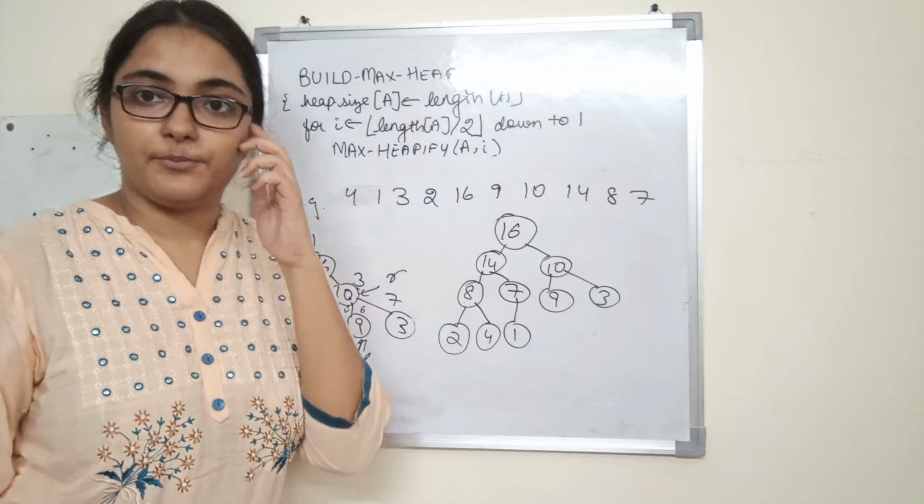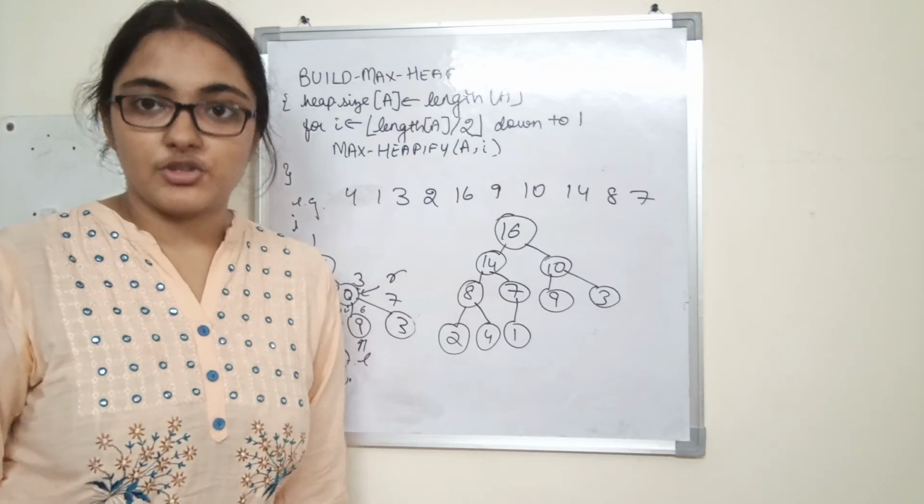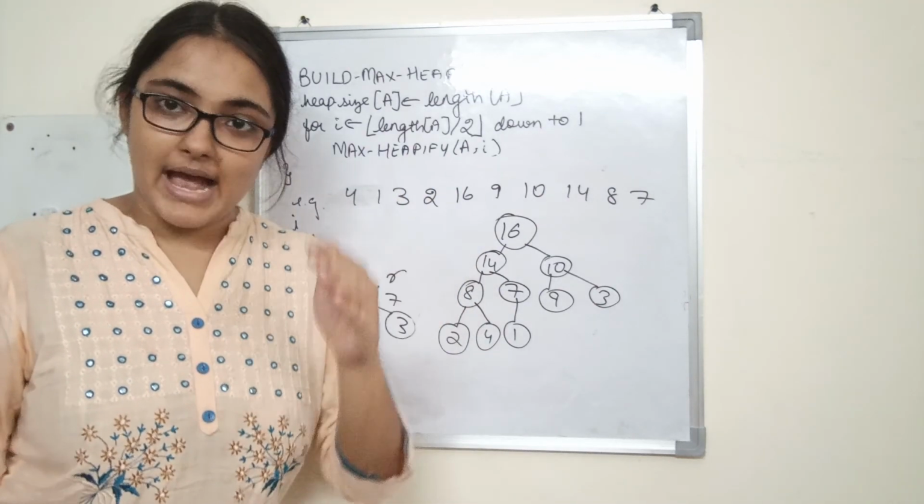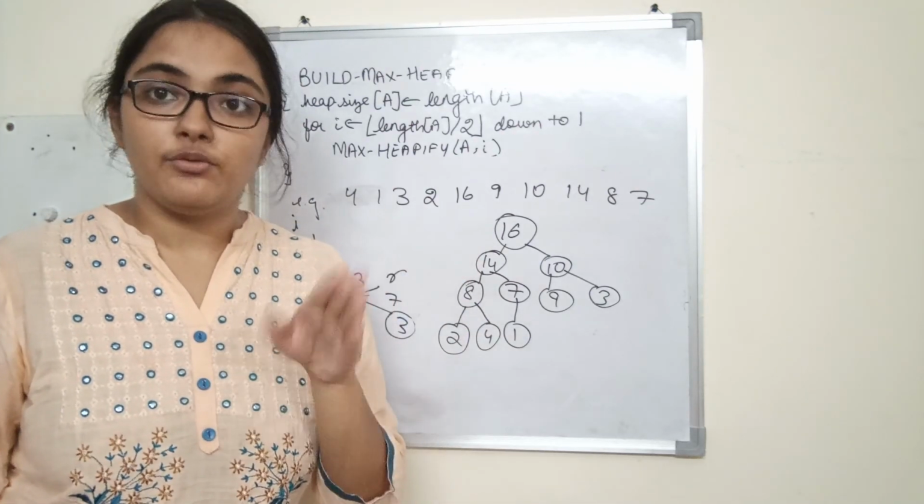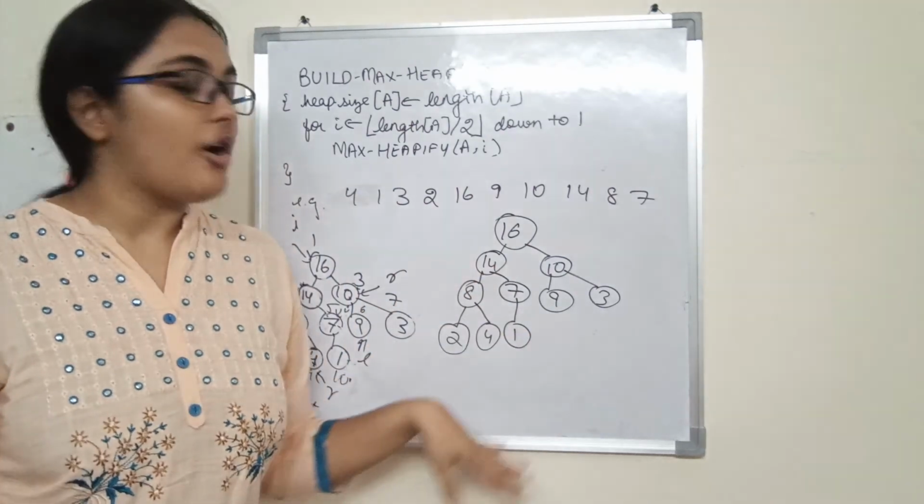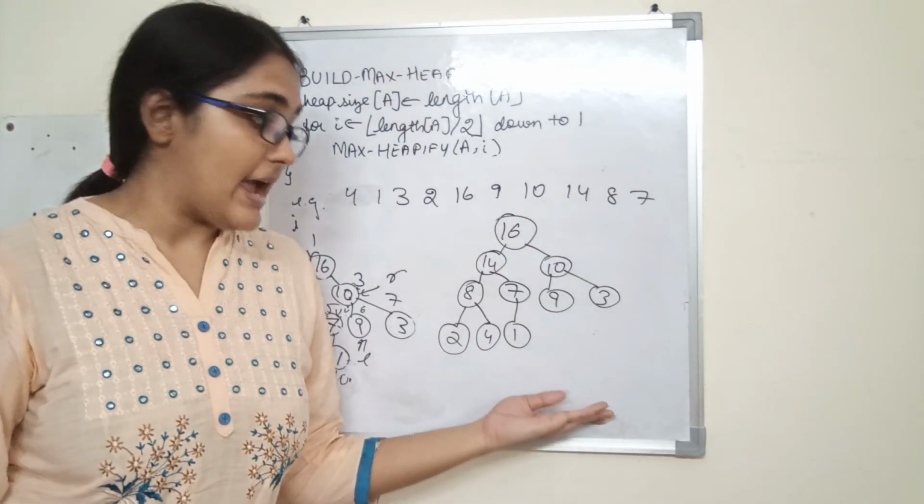How? Using the build max heap procedure, which just involves calling max heapify on non-leaves, that is from n by 2 floor down to 1. Alright, so that is how we converted an array into a max heap.